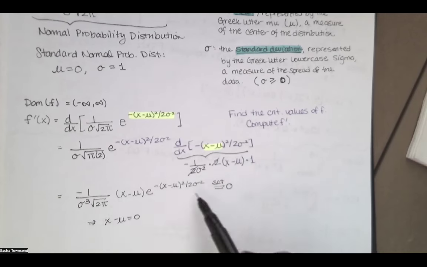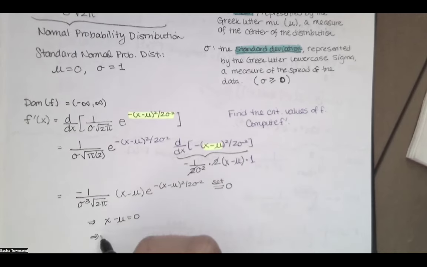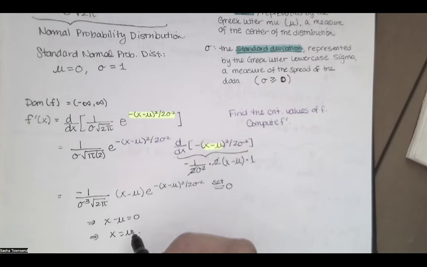So the only way that this product could be 0 is if that polynomial term is 0. That means x must equal the mean. That is our one critical value.